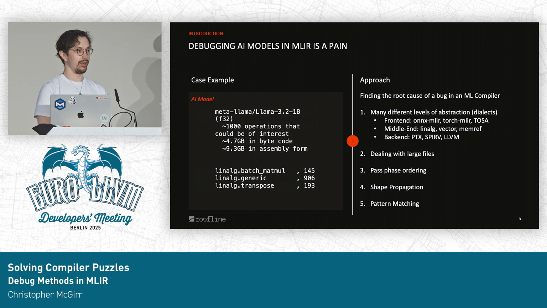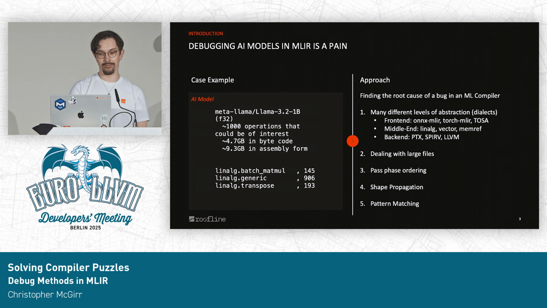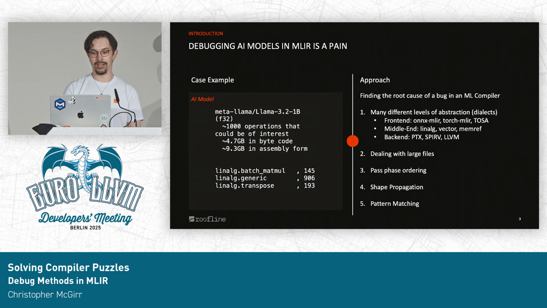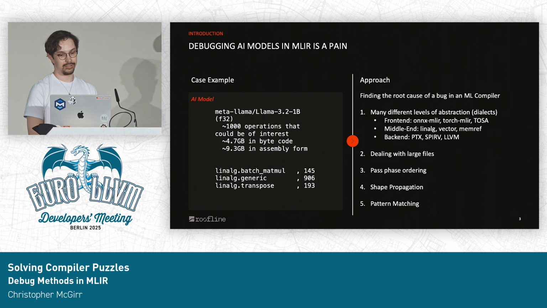So when I'm talking about an ML compiler, I'm really talking about our version of a compiler, which is basically these three steps. A front end composed of ONNX, Torch, or TOSA, with some kind of middle end that uses linalg, vector, or memref. And then of course our back end IR target, which is oftentimes PTX, SPIR-V, or LLVM.